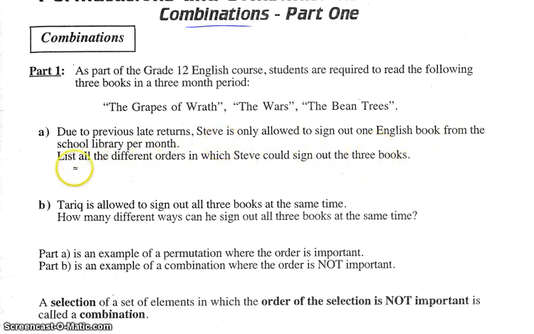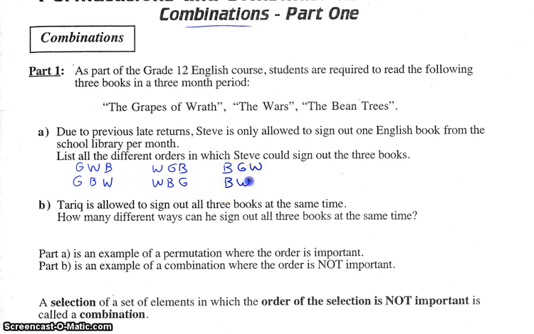So we could go Grapes of Wrath, Wars, and then Bean Trees. Or Grapes of Wrath, Bean Trees, Wars. Or we could do Wars first, Grapes of Wrath, Bean Trees, or Wars first, Bean Trees, Grapes of Wrath, or Bean Trees first, Grapes of Wrath, Wars, or Bean Trees, Wars, Grapes of Wrath. So it looks like we have 6 different ways that he could sign out those 3 books.